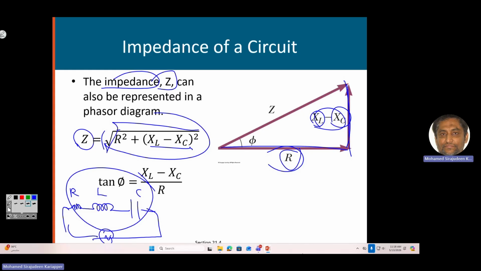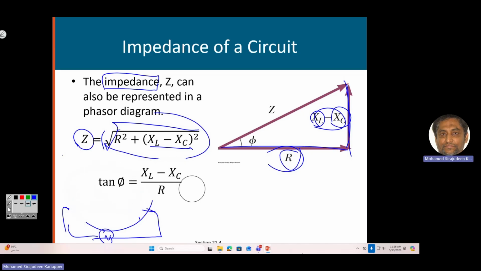This is actually a combination of resistance and reactance, and it has a name. We say impedance. We don't call it resistance. We don't call it reactance. It's a combination of both. The name for that is impedance, and the symbol we use for impedance is the letter Z. So impedance, we get like this.